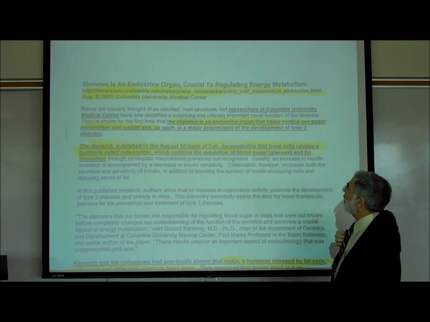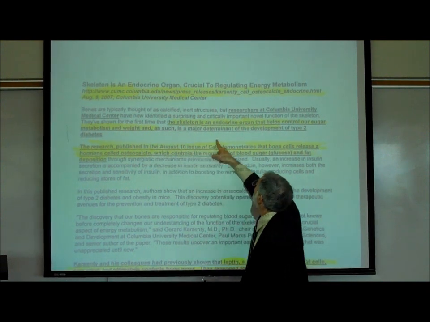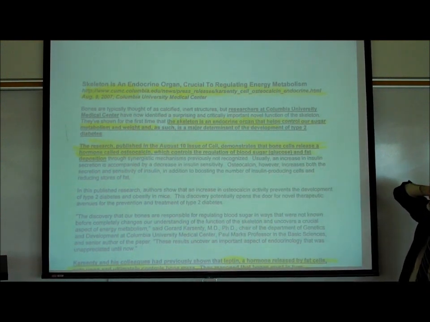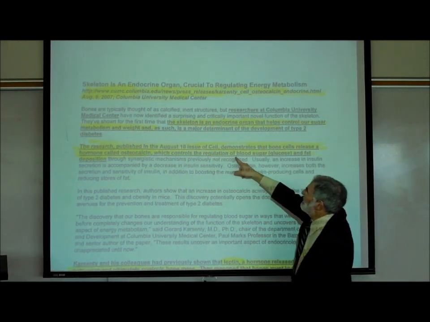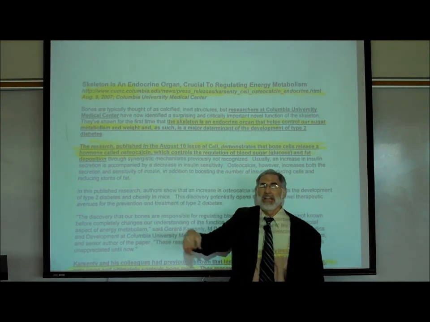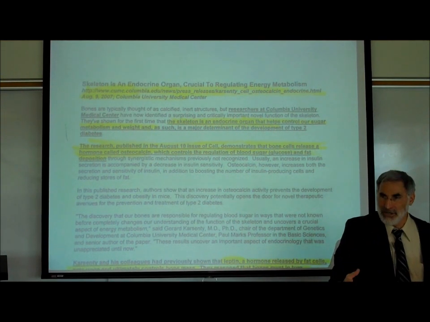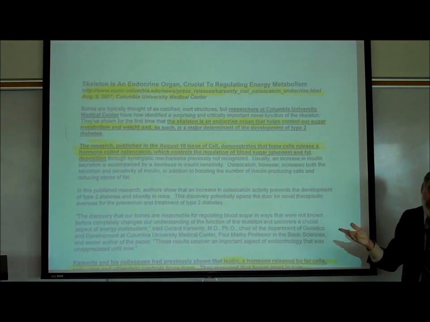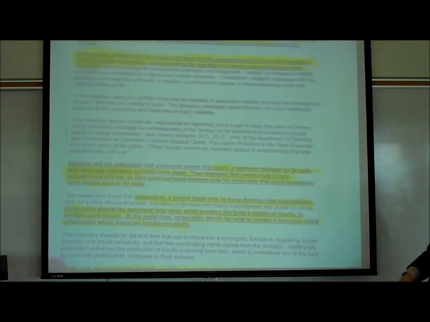It appears that it secretes a hormone that helps control sugar metabolism and your weight, especially in type 2 diabetes, where there's a problem. So they've named this hormone osteocalcin. Not because it affects calcium levels, but because it's produced by bone cells. It's osteo. So that's the name they've given it. And you can read the article.